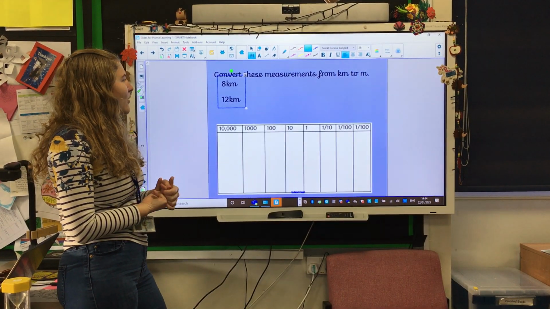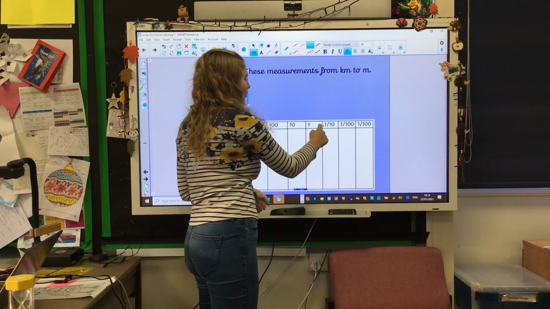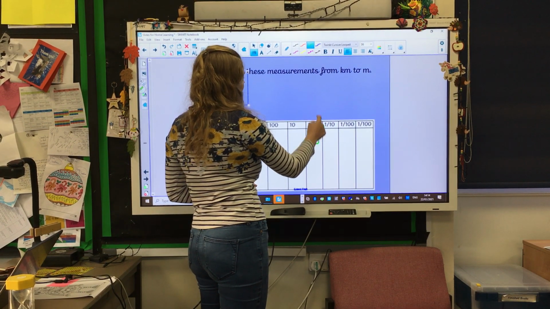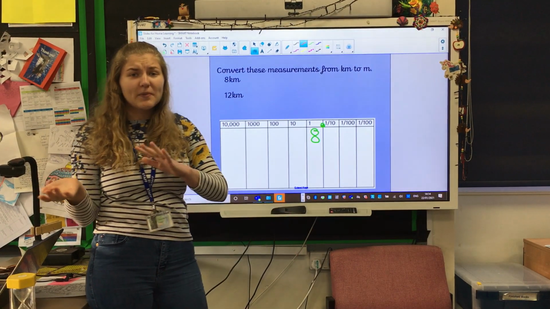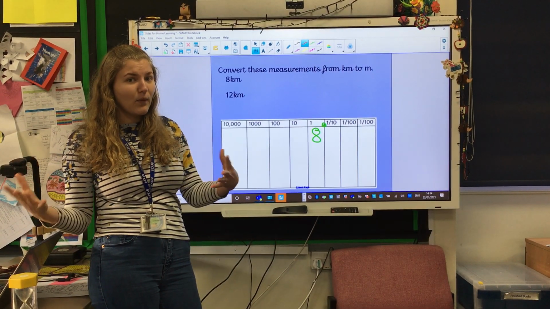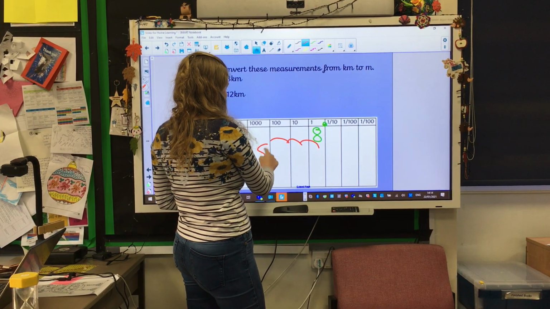Right, now we're going to do the opposite. We've got some kilometres, we are going to put them into metres. So let's make sure we've got our decimal point. We've got 8 kilometres. Now this time, we need to multiply by 1,000. That means we are going to jump 3 spaces the other way, so our number will get bigger. Are we ready? 1, 2, 3.